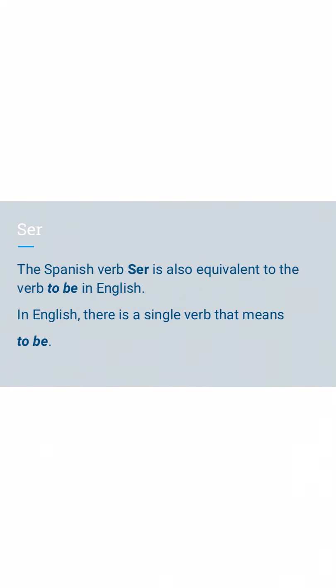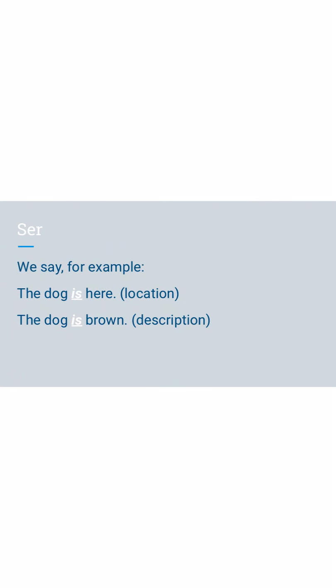Hoy vamos a hablar sobre el próximo verbo, ser. Alright, so here we go. In Spanish, the verb ser is also equivalent to the verb to be in English. Now, in English, we know there's only one verb that is to be. We don't have a distinction between one and another. So we say, for example, the dog is here. This is describing its location, and we're pretty familiar with this already. We know that in this sense in Spanish, we would be using the verb estar.